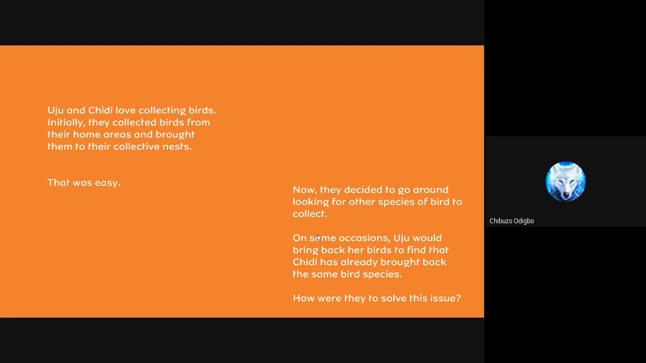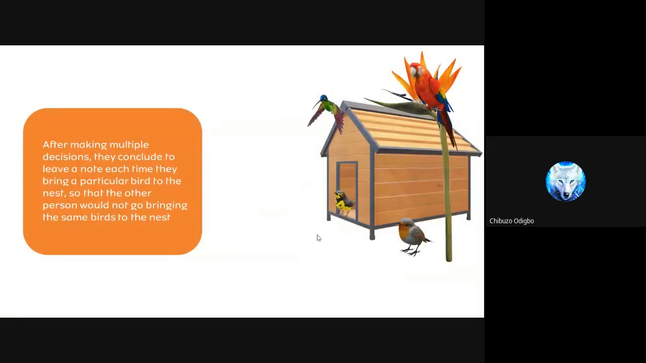Now, sometimes Uju will bring back birds and find out that Chede has already brought back the same species of birds. How are they going to solve this, so they will not continue bringing back the same species of birds? After making multiple decisions, they decided to leave a note each time they bring in a particular bird to the nest, so that the other person would not bring the same birds into the nest.